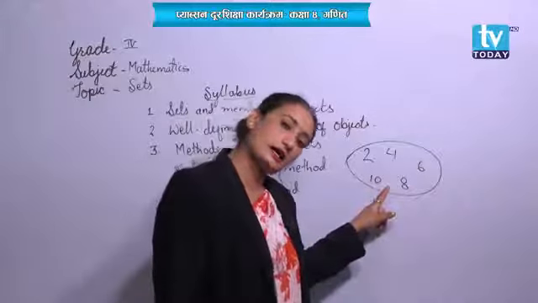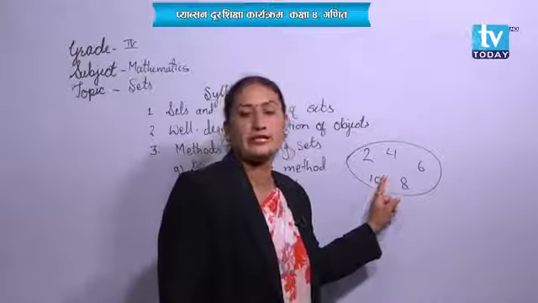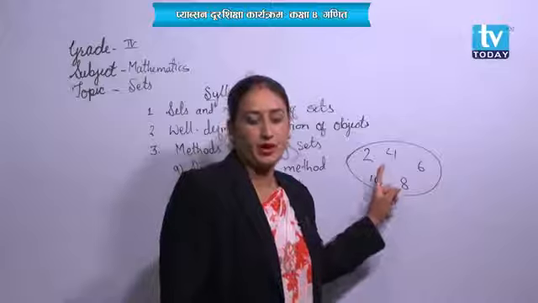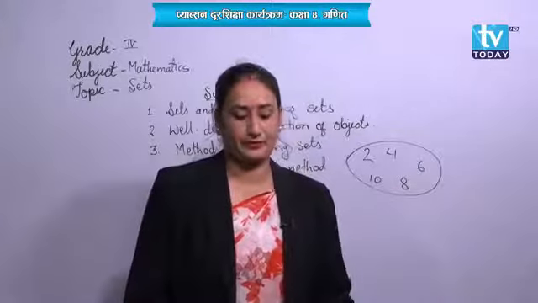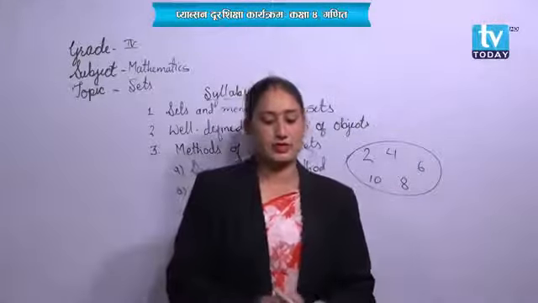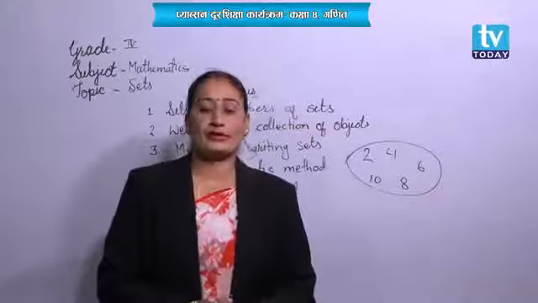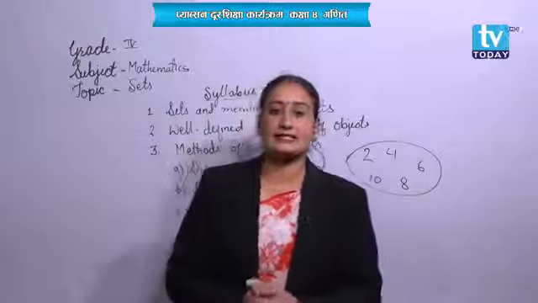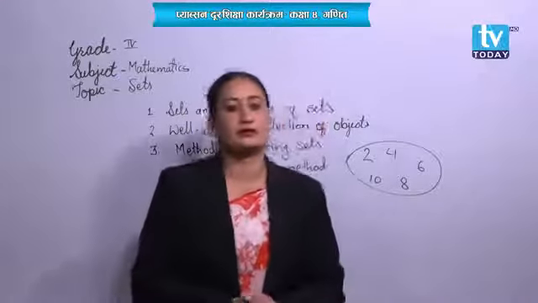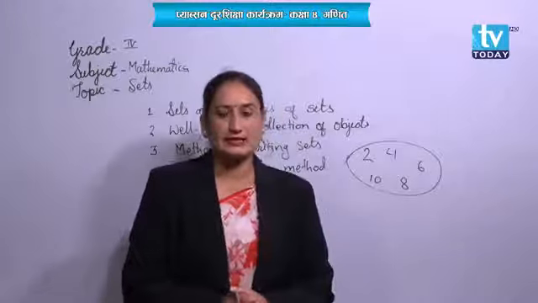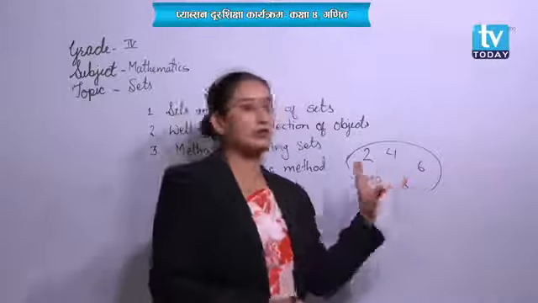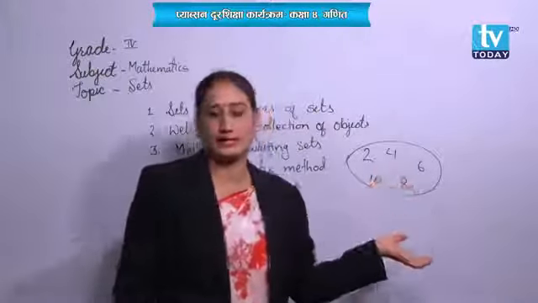1, 2, 3, 4, 5. Then they are the members of the set. Okay, just like this. So from this also, students, we can say that it is called a diagrammatic method of writing sets. Only by writing this one also we can show our sets.